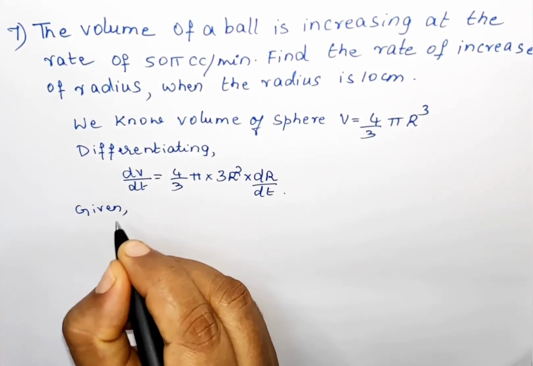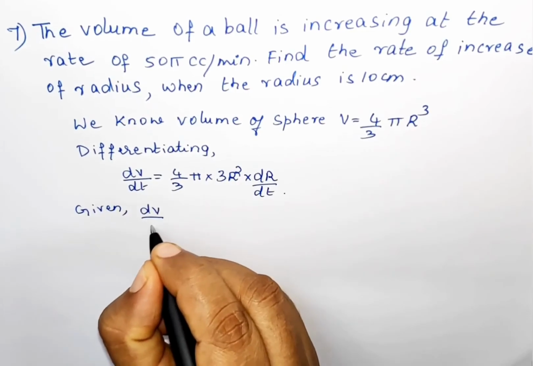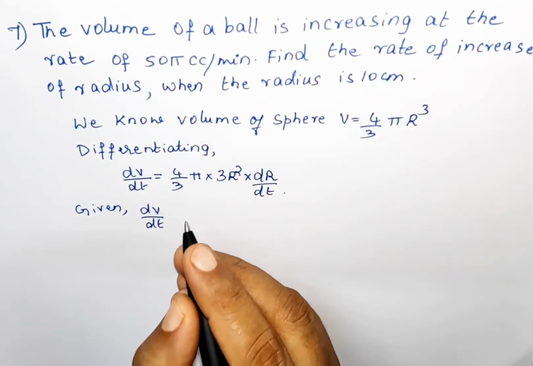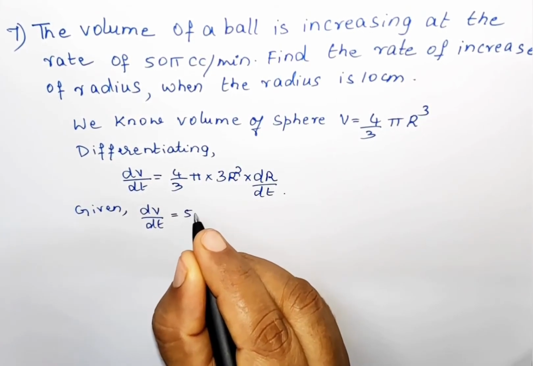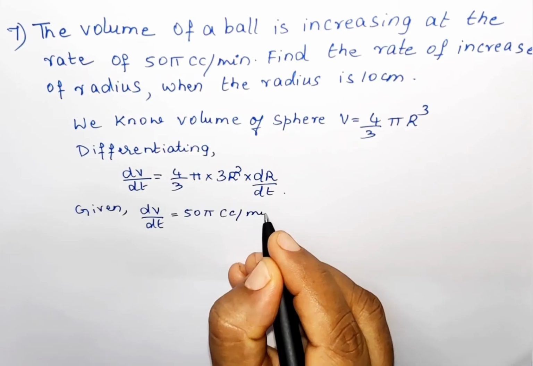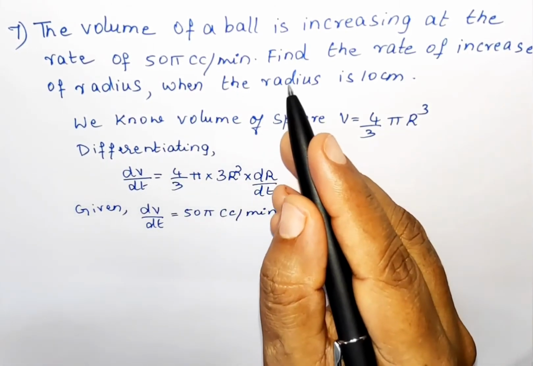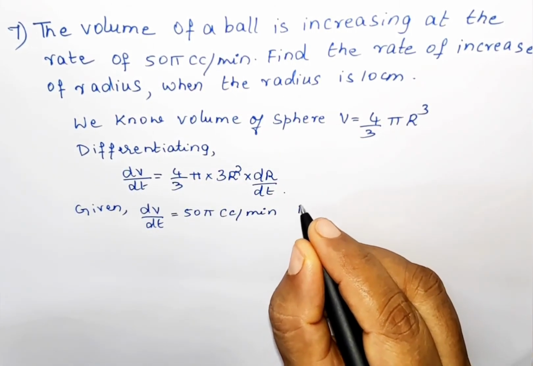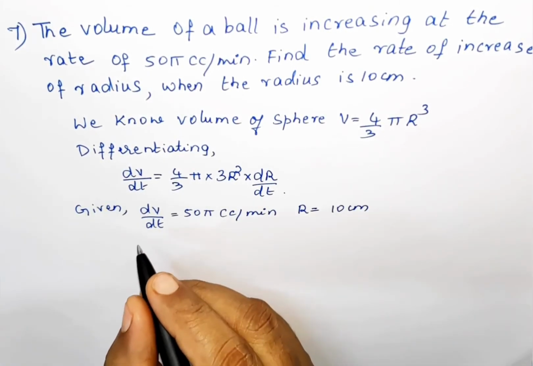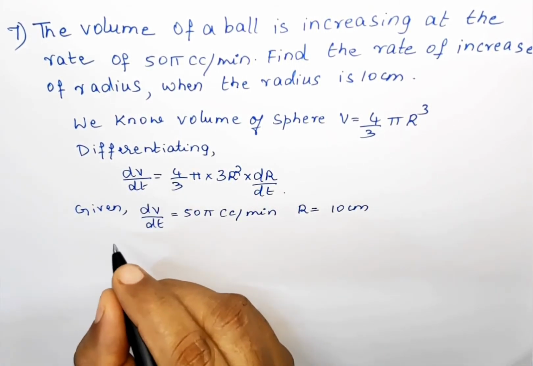But what is given in the problem? Given dV/dt is equal to 50π cc per minute, because if you read the question, the volume of a ball is increasing at the rate of 50π cc. That means dV/dt is 50π cc per minute. This is given. Also the radius is given. The radius is 10 centimeter.